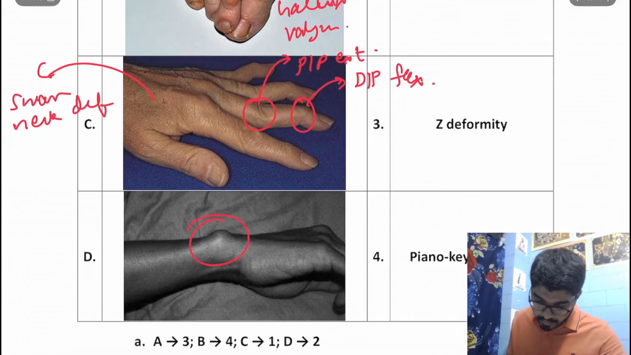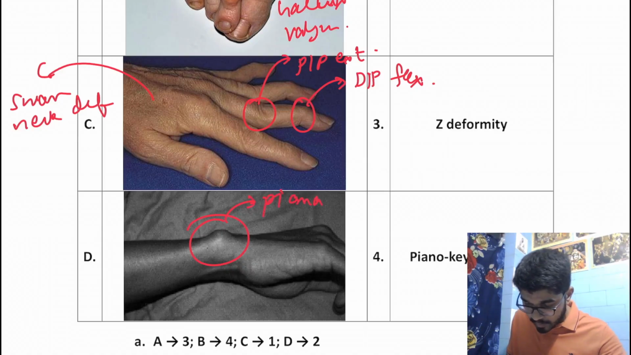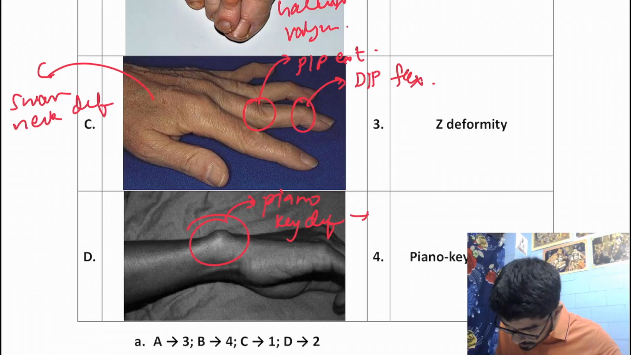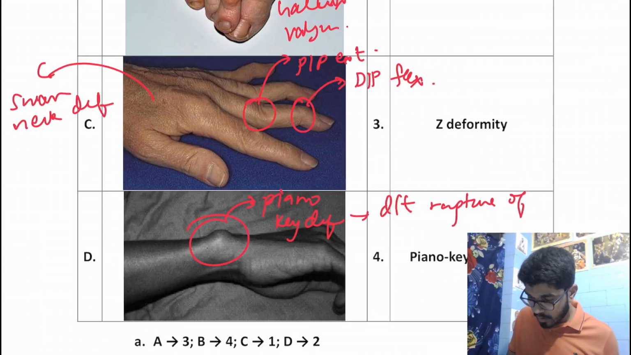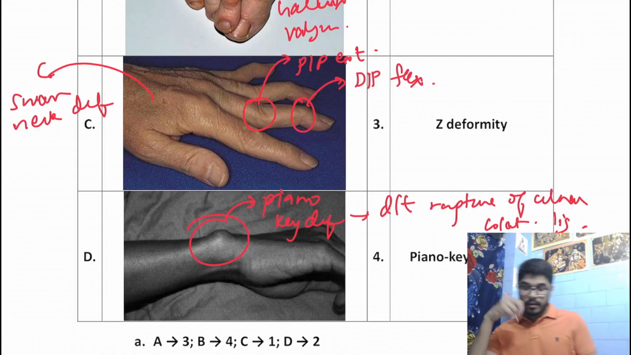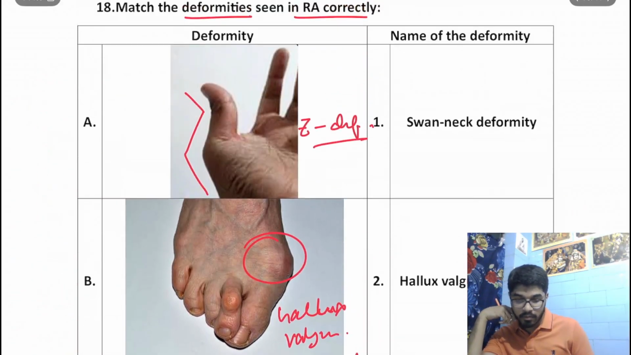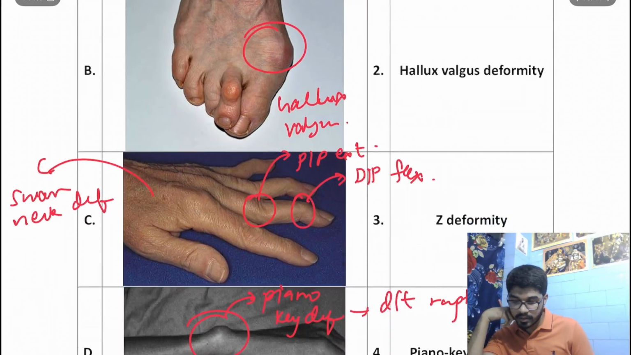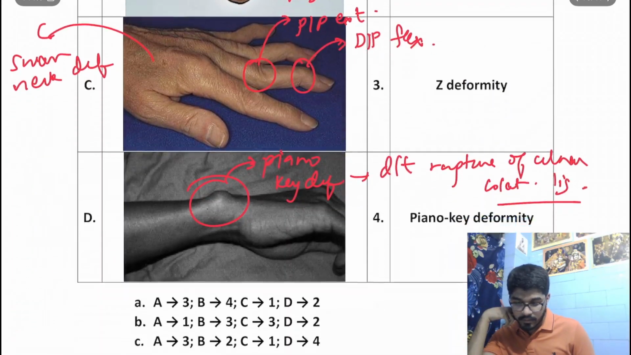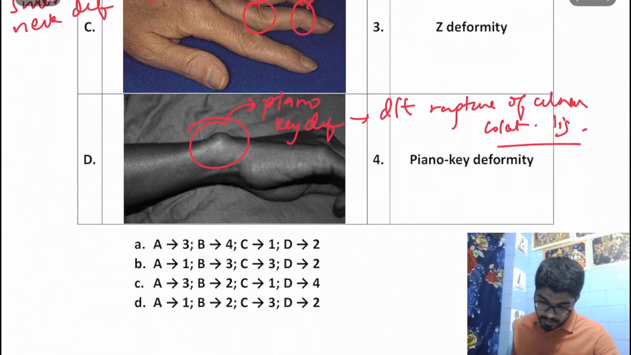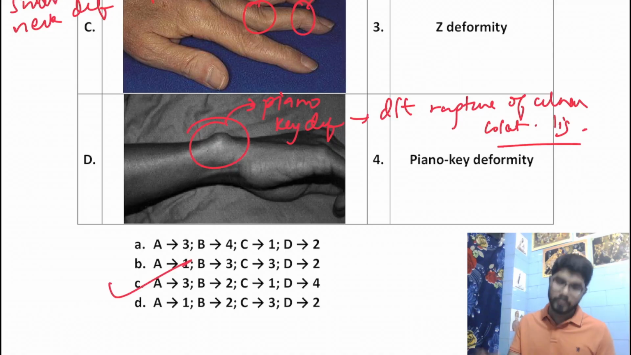And over here we can very well appreciate this is the piano key deformity. This piano key deformity is actually due to rupture of the ulnar collateral ligament. Now we need to match them, right? Number 1 was Z deformity. A has to be 3, A3, B2, C1, D4. Option C should be the answer.